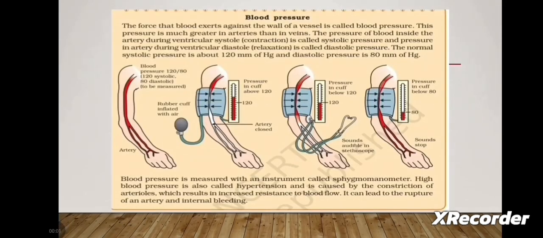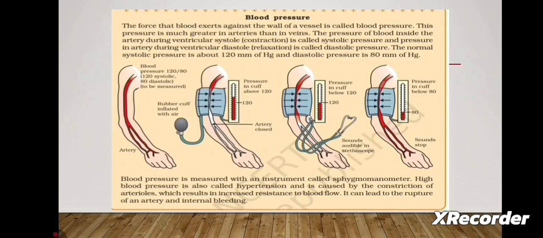Now, what is blood pressure and how can you measure the blood pressure? The force that blood exerts against the wall of a vessel is called blood pressure. This pressure is much greater in arteries than in veins. The pressure of blood inside the artery during ventricular systole (contraction) is called systolic pressure, and the pressure in the artery during ventricular diastole (relaxation) is called diastolic pressure. The normal systolic pressure is about 120 millimeter of Hg, that is mercury, and diastolic pressure is 80 millimeter of Hg.